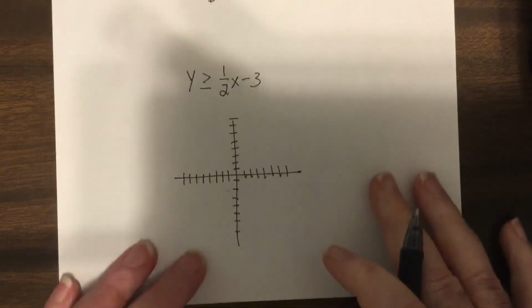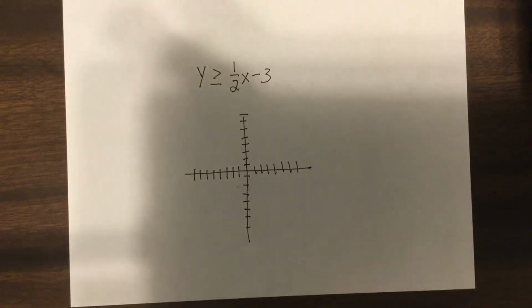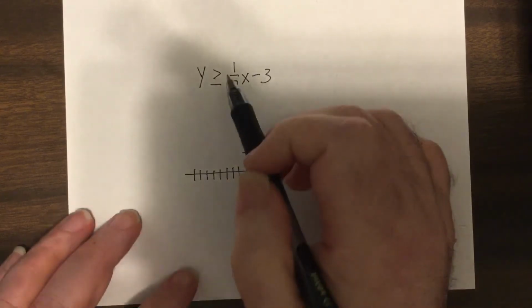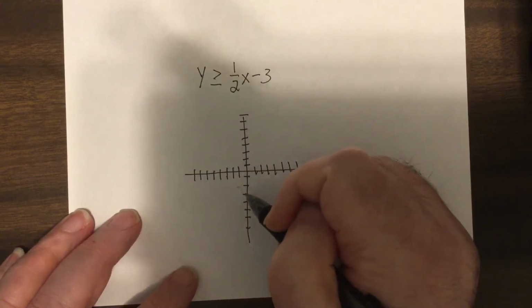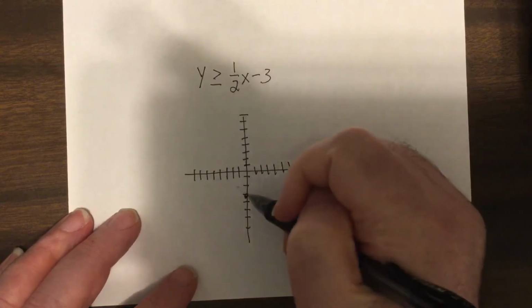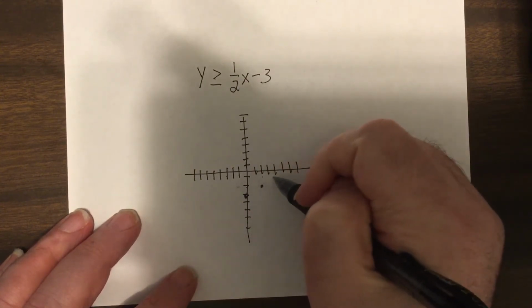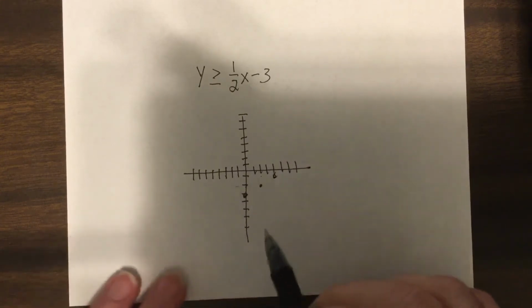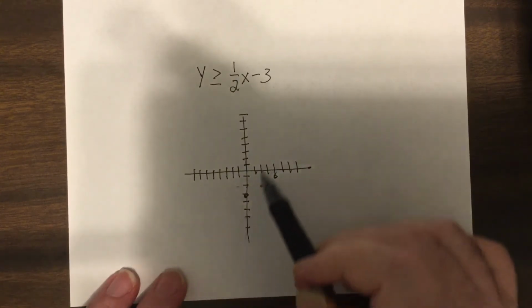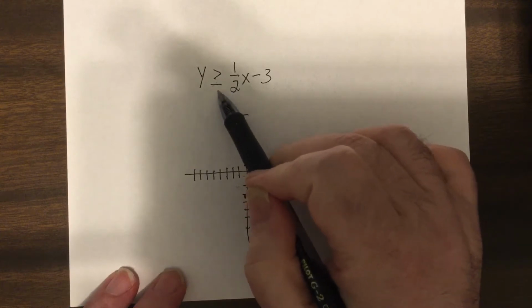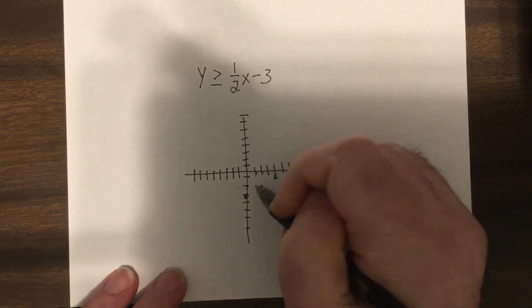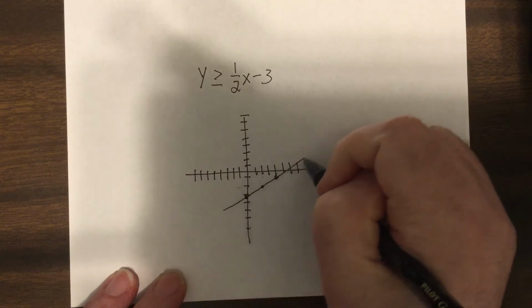So let's look at another one. Now, if you remember, I said when it's solved for y, it's easiest to graph when you're doing slope-intercept. The y-intercept's negative 3, so I'm going to put a dot at negative 3. The slope is a half, so it's positive a half, so up 1, right 2, up 1, right 2. Now again, before I connect those points, I say, is there an equals in the problem? Well, there is. So I'm going to connect the points.